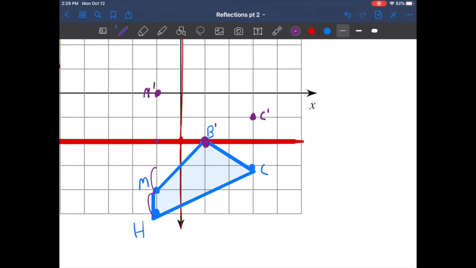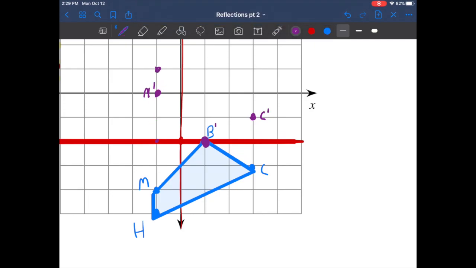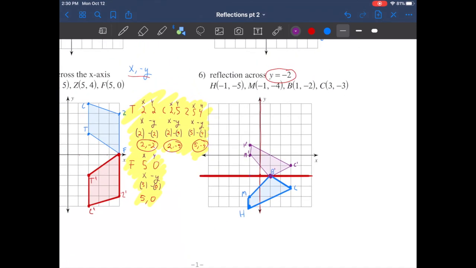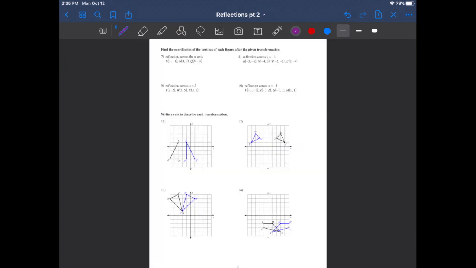How far is H? 1, 2, 3. I just got to count 3 spaces. 1, 2, 3. So that is right there. I have H prime. Now I just need to connect my shape. And there we go. We just did a reflection on y equals negative 2. All right, let's go on to the next page.